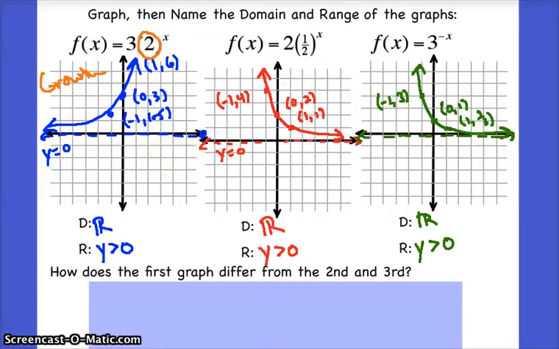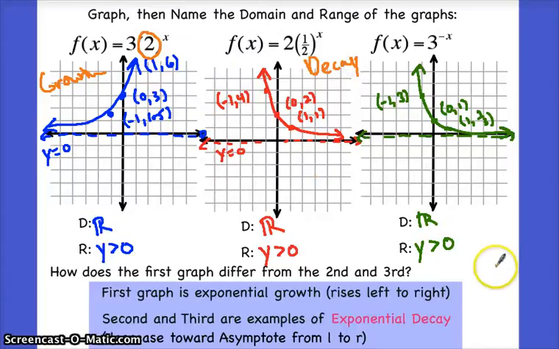The next two functions, on the other hand, go away from the asymptote down toward it. As you move left to right, we're approaching the asymptote. Or your numbers go from being very large to being very close to 0, which is what makes these both exponential decay functions. And that's the major difference: when you look at a graph, if you are moving toward the asymptote from left to right, it's going to be exponential decay.